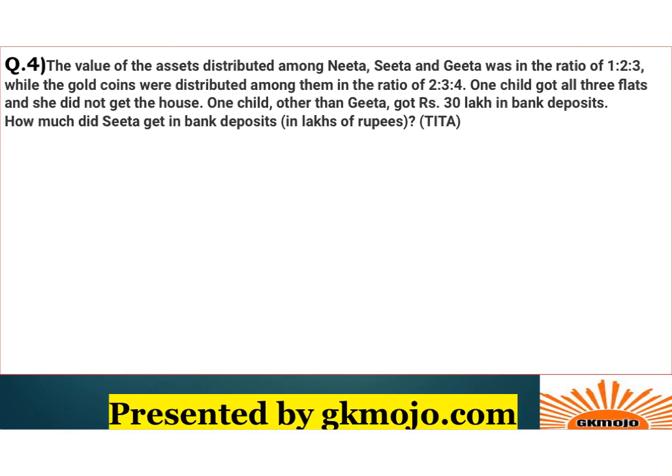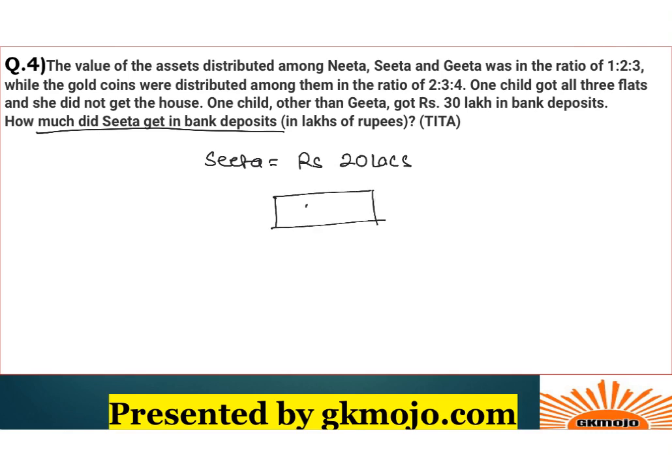This question has the same conditions again. What have they asked over here? How much did Sita get in bank deposits? From the previous table we know that Sita got rupees 20 lakhs in bank deposits. In the given box you will just have to input 20, because they have given it in lakhs of rupees. So just input 20 in the box. That will be your answer.